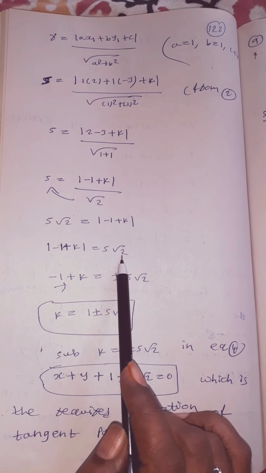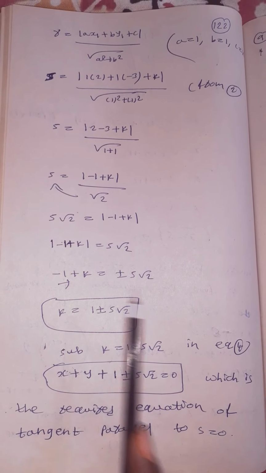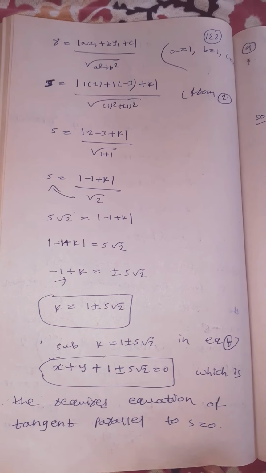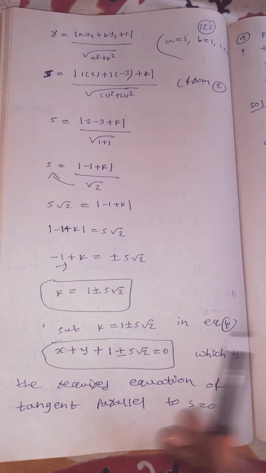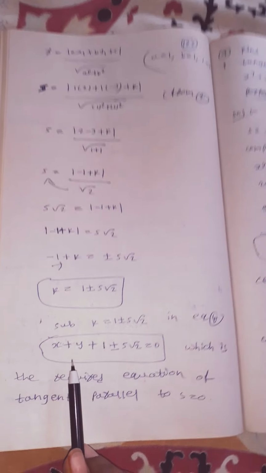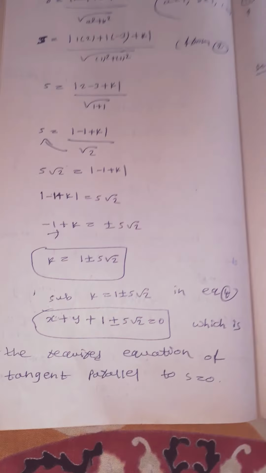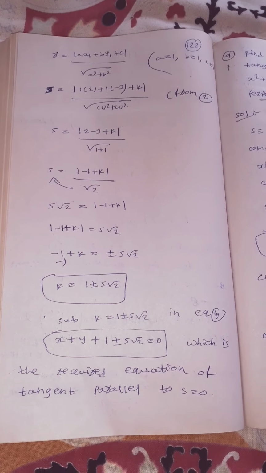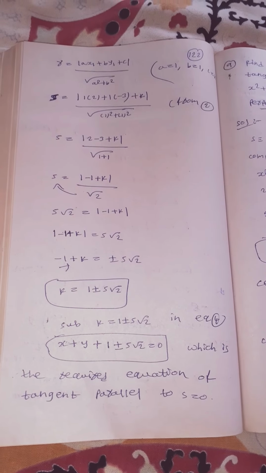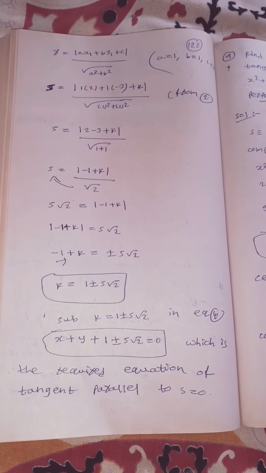So write like this, children. Send the modulus to that side, it will become plus or minus. Send -1 to that side, it will become plus 1. So k equals 1 plus or minus 5 root 2. Substitute in equation 4. What is equation 4, children? x plus y plus k, where k value is 1 plus or minus 5 root 2, equal to 0, which is the required equation of the tangent parallel to the given line.